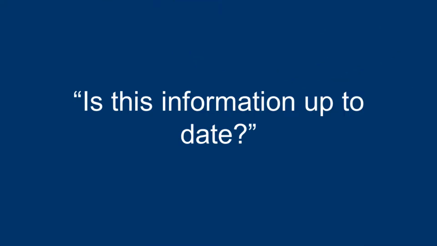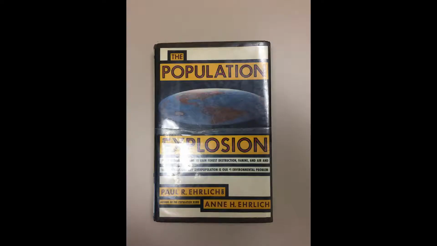When you encounter information, ask yourself, is this information up to date? If it is, you could say that the source of information is current. Let's say, for example, that we're researching information about global warming. If we find a book on that topic published in 1990, that information source would be out of date. Our knowledge of the sciences has grown since then. The climate itself may have changed. So this source of information is out of date.